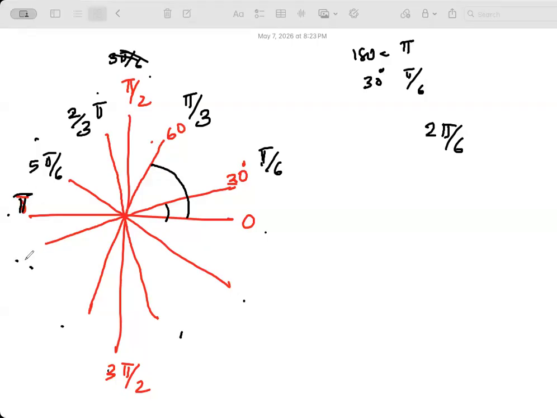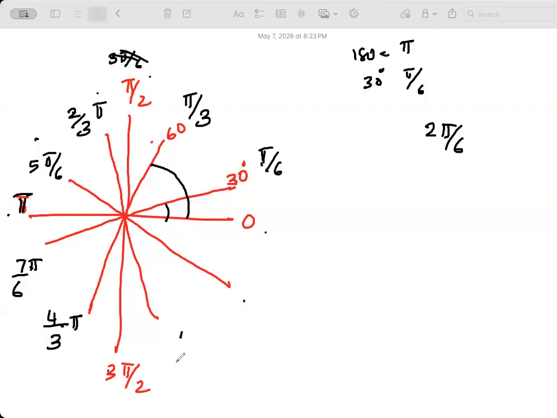And then this one would be more than 1 pi, right? 7 by 6 pi. Then I will not call it as 8 by 6 pi. Instead, I'll have to call it as 4 by 3 pi. Does that make sense? Then this is 3 by 2.